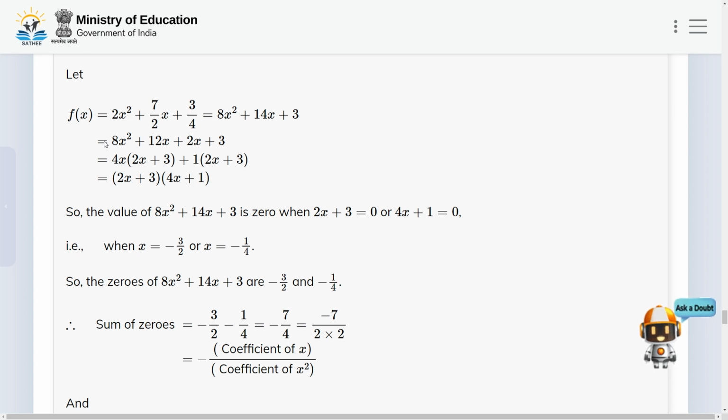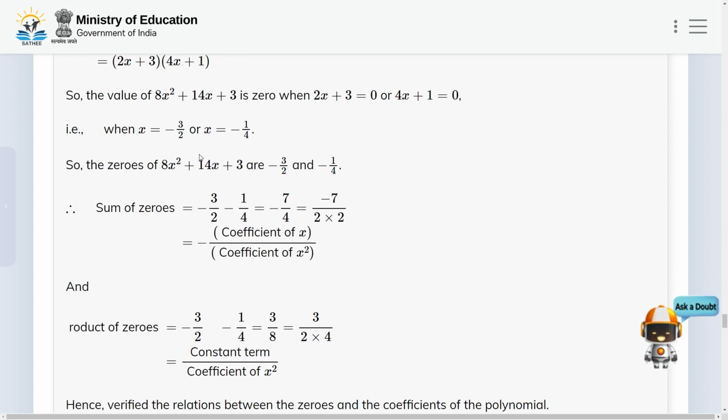And now the value of 8x² + 14x + 3 is 0 when 2x + 3 = 0 or 4x + 1 = 0. That is when x = -3/2 or x = -1/4. So the zeros of 8x² + 14x + 3 are -3/2 and -1/4.